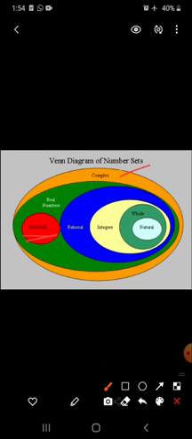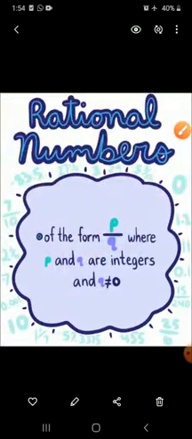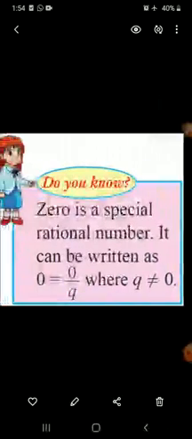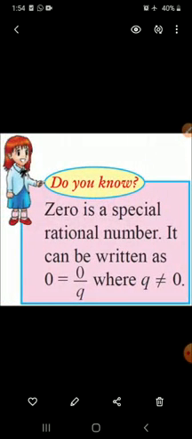Okay, this is the one diagram representing the number sets. Next, let us see the rational number definition. Any number which can be written in the form of p by q, where p and q are integers and q is not equal to 0, is called a rational number. Even 0 can be called a rational number.